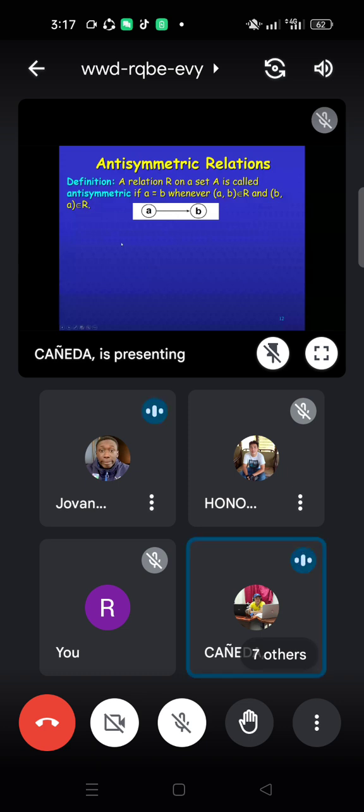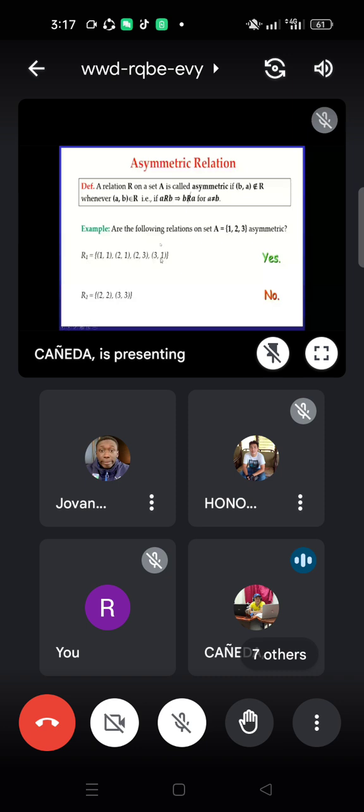So asymmetric: a relation R on the set A is called asymmetric if (B, A) does not belong to R whenever (A, B) belongs to R. Same example: we have set A = {1, 2, 3}. The answer is C. Same example, so it is asymmetric.